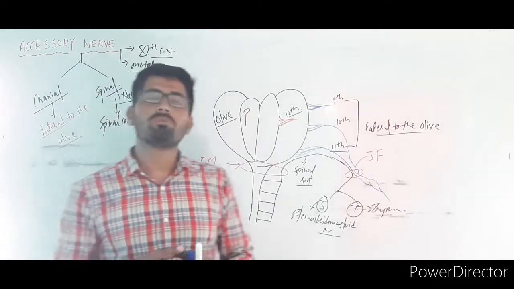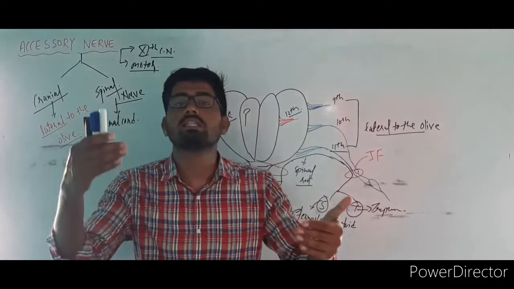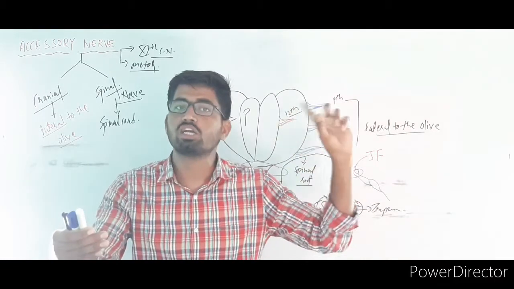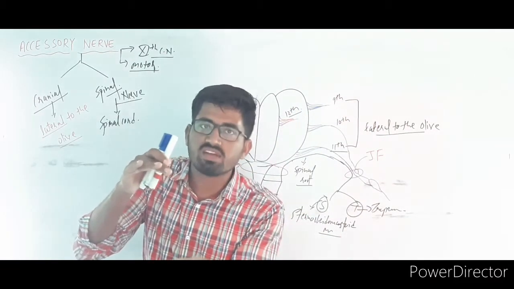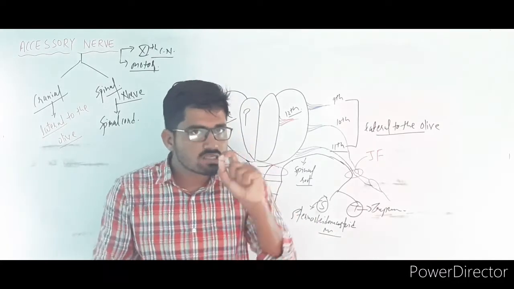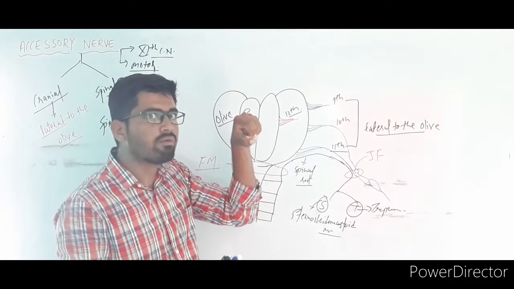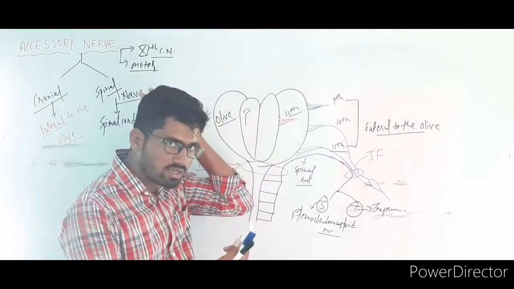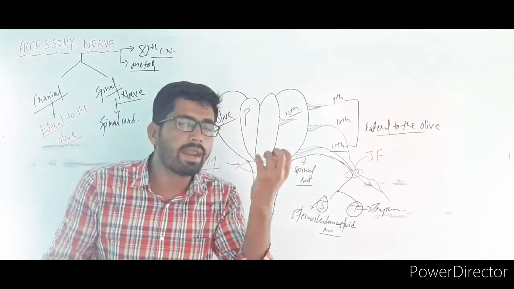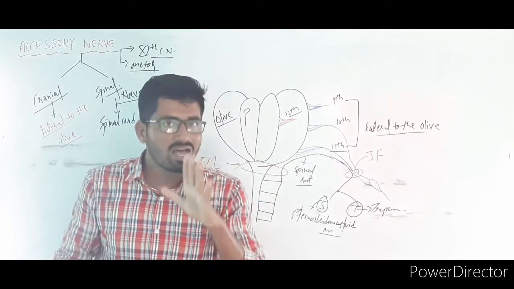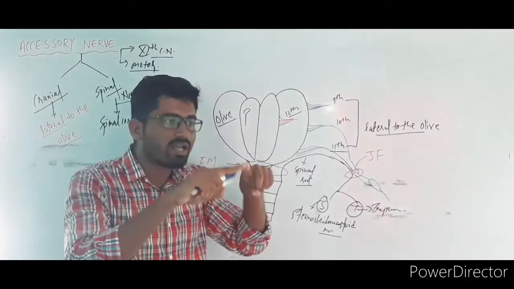So what you have to remember: the 11th nerve is very simple. It has two roots. One is the spinal root and the second is the cranial root. The cranial root emerges lateral to the olive, and the spinal root comes from the first 5 cervical segments. This spinal root enters the cranial cavity through the foramen magnum, obviously. After that it joins the cranial root and comes out through the jugular foramen.